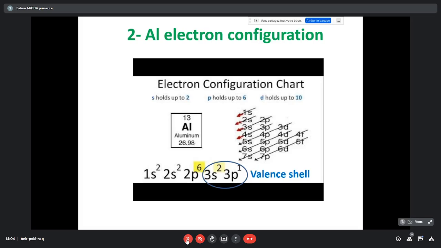Elles contiennent des électrons, donc elles ne sont pas vides. In this case, I have to reorder them. Je dois les réorganiser en écrivant 3d10 4s1. I just reordered them. Je les ai réorganisés. C'est tout. Au lieu de mettre 4s1, 3d10, je réécris 3d10, 4s1.